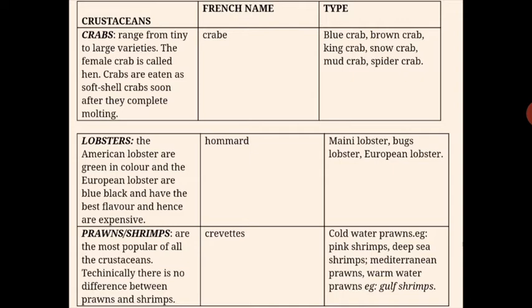Next one is prawn or shrimp. Prawn or shrimp are the most popular of all the crustaceans. Technically there is no difference between prawn and shrimp. The French name is crevette and the types are cold water prawns, for example pink shrimp, deep sea shrimps, Mediterranean prawn, and warm water prawn, for example Gulf shrimp.